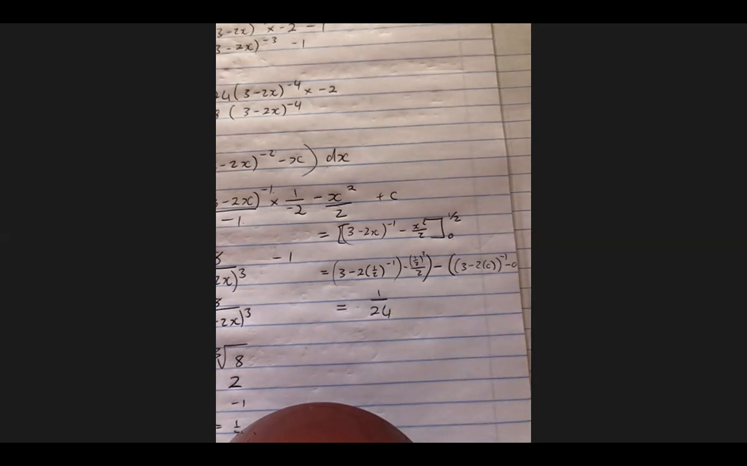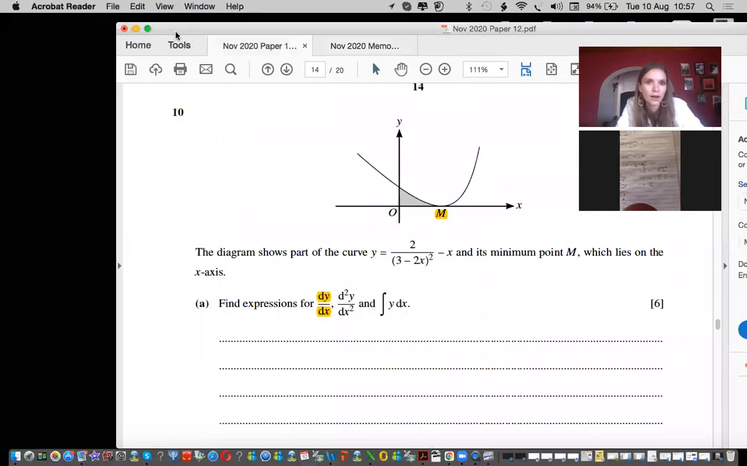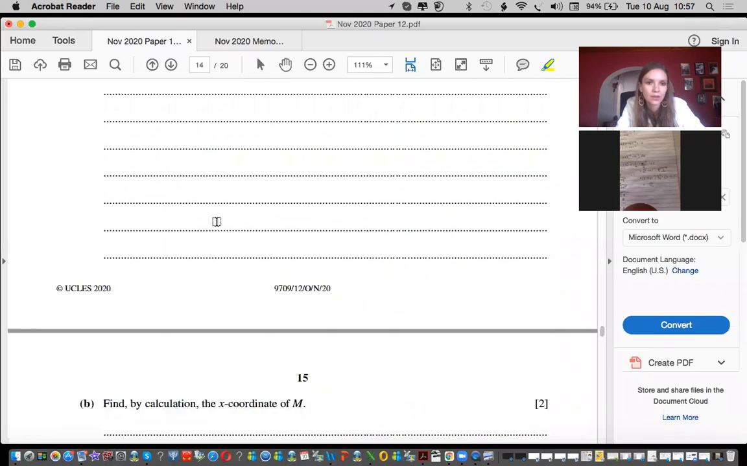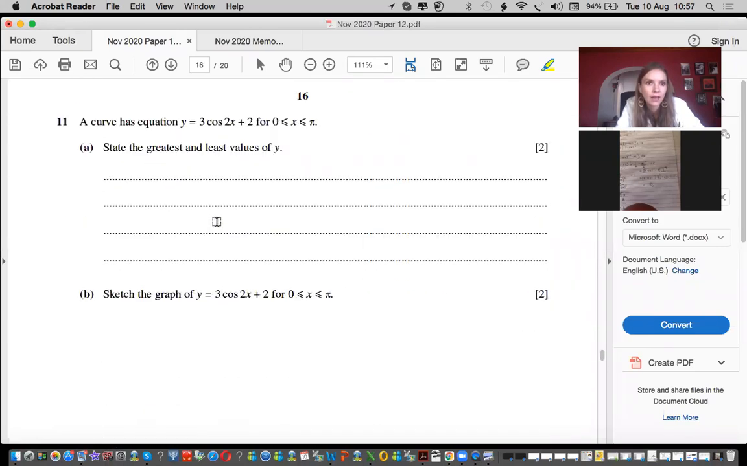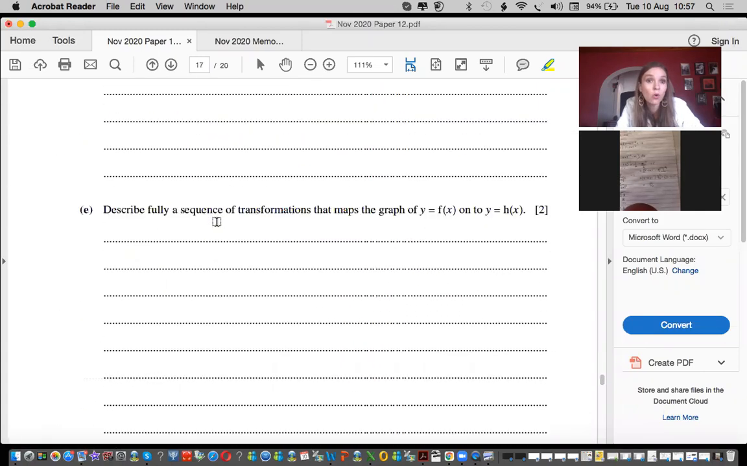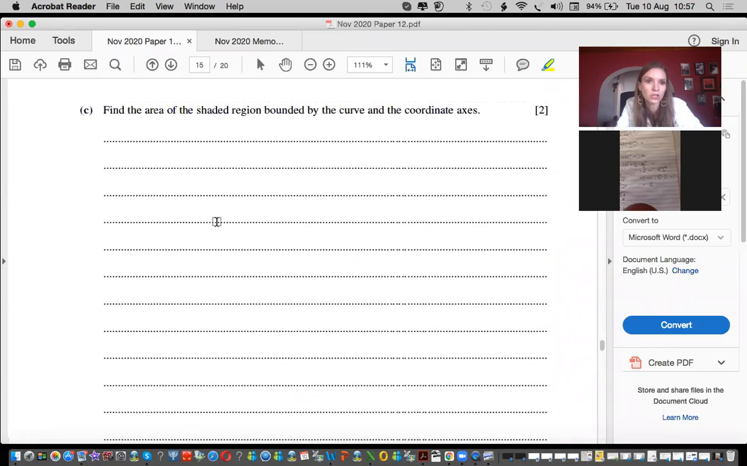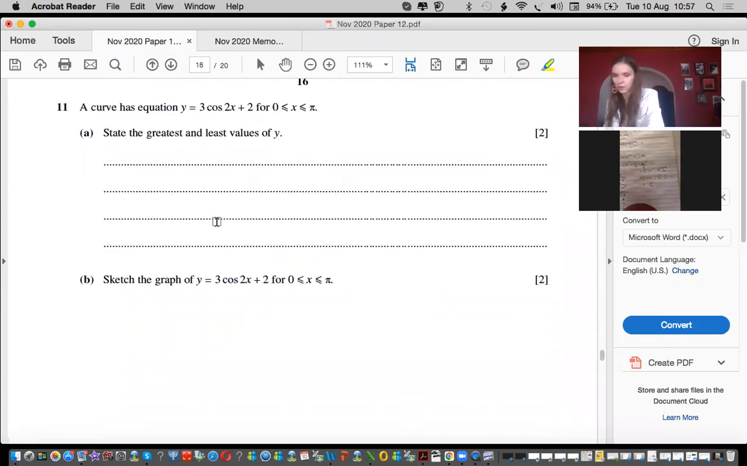Okay, this is almost the end. How excited are you? 10B, find by calculation. We did that, we did the area. I think we've got 2 more. Let me just see, 11. One more long question. Okay, we can do this. I'm just starting a new page.